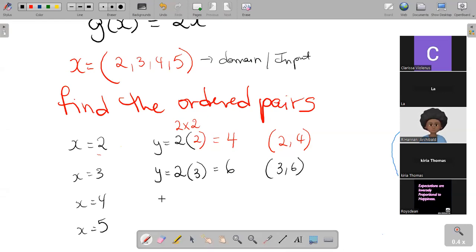I like what I'm seeing, guys. Very good. Y is equal to 2 times 4. So that would be 8. So that would give us 4, 8. Next one, Y is equal to 2 times 5. So that's going to be 10. So the ordered pair is 5, 10.